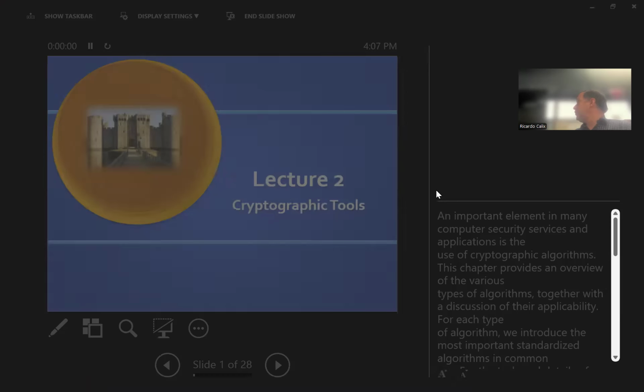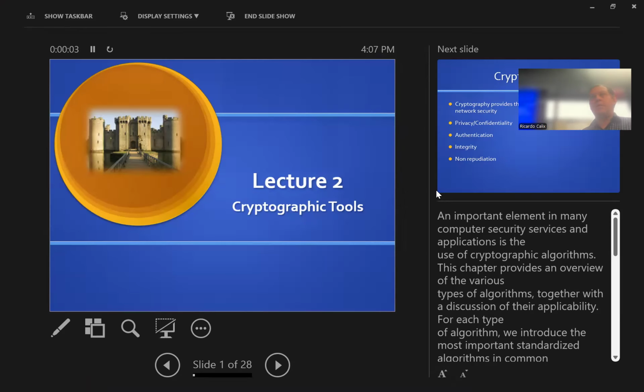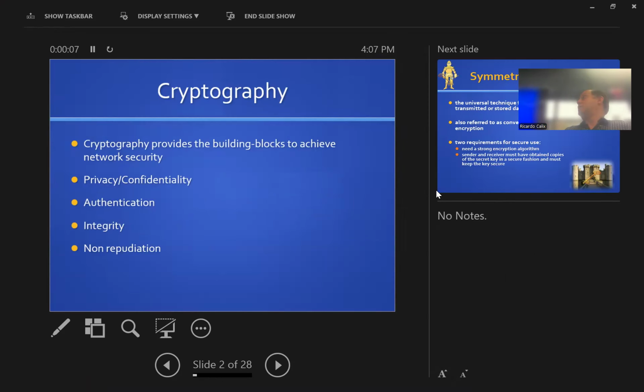All right, so a few things to remember. Remember the principles, right? There will be some questions on the exam about the principles. So is this integrity? Is this authentication? Is this non-repudiation? Is this confidentiality? All right, so you can expect questions like that. 1 or 2 questions.